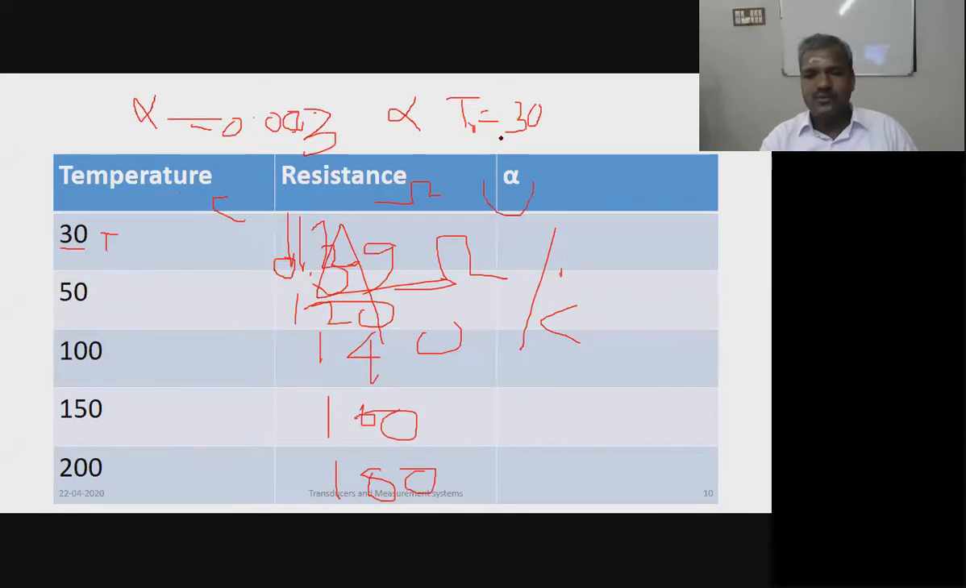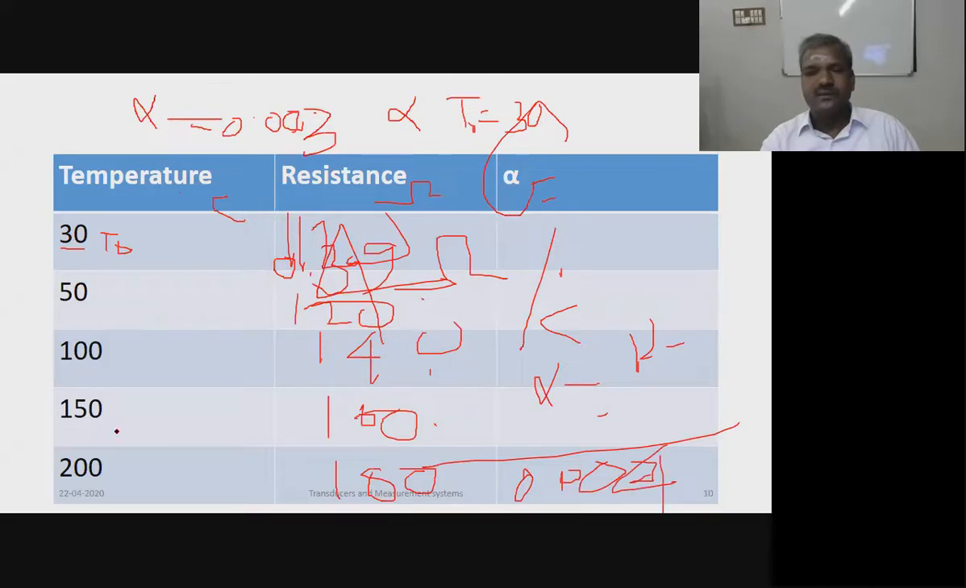Then simply substitute to find the alpha value, using the relation given: alpha equals (R_T minus R0) divided by R0 times the temperature change. This is R0, this is R1, R2, R3, etc. Then take the average value, and you should get 0.0039 or 0.004. This is the approximate value.